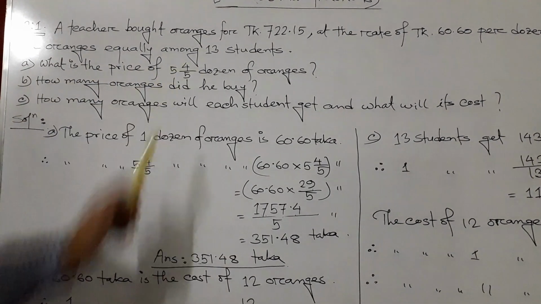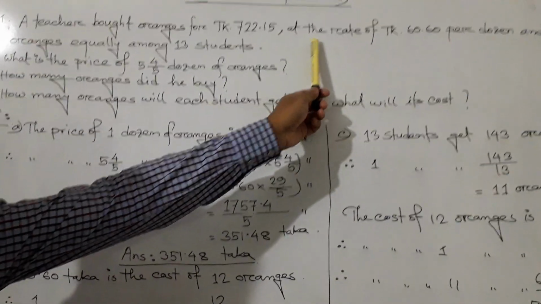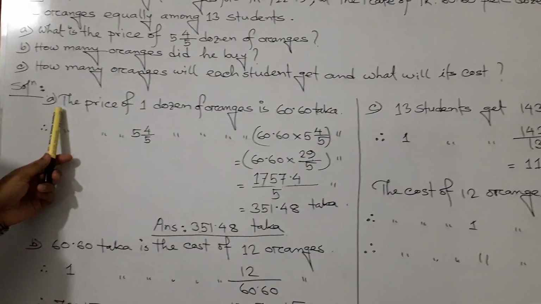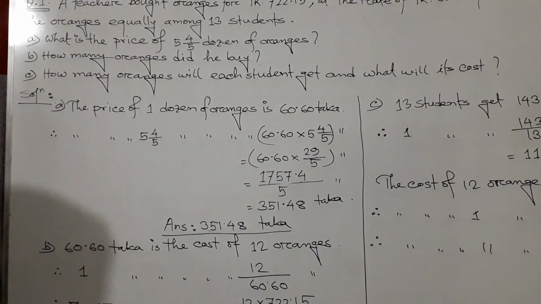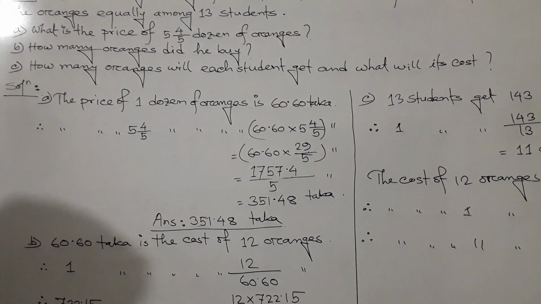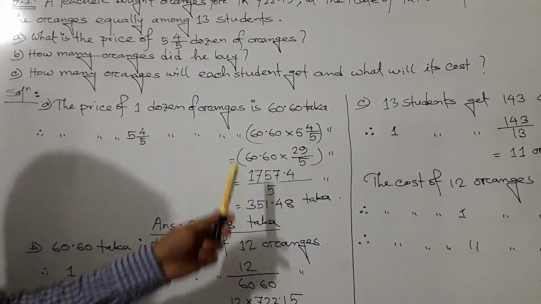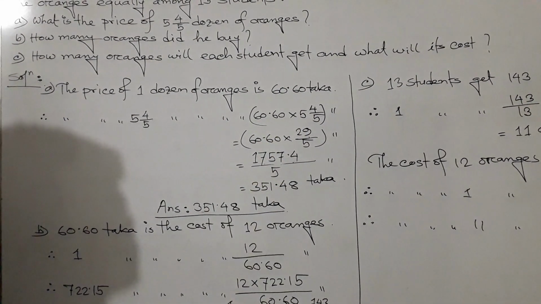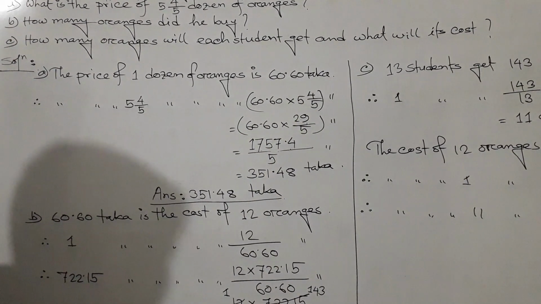What is the price of 5 whole 4/5 dozens of oranges? Now we follow the given questions. At the rate of Taka 60.60 per dozen. So we write down the price of 1 dozen of oranges is Taka 60.60. Then the price of 5 whole 4/5 dozens of oranges is 60.60 multiplied by 5 whole 4/5. Now 5 whole 4/5 is a mixed fraction. Now we convert the mixed fraction into an improper fraction. So 5 times 5 is 25 plus 4, that is 29/5.